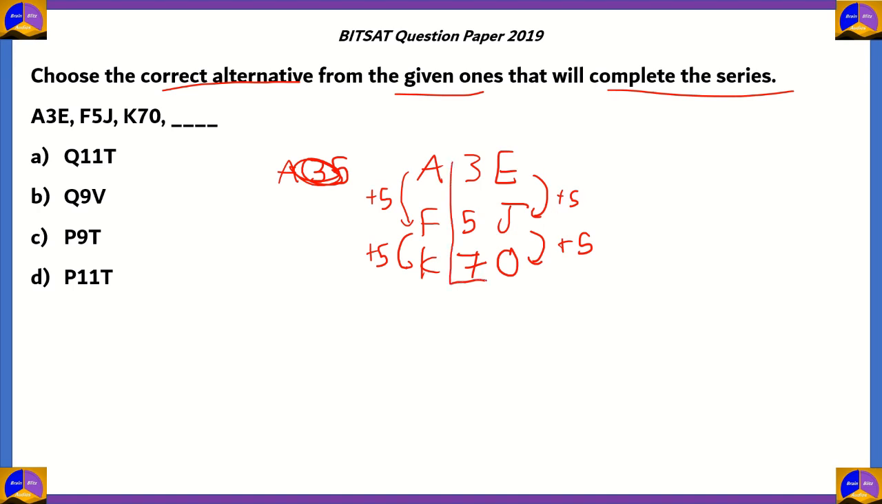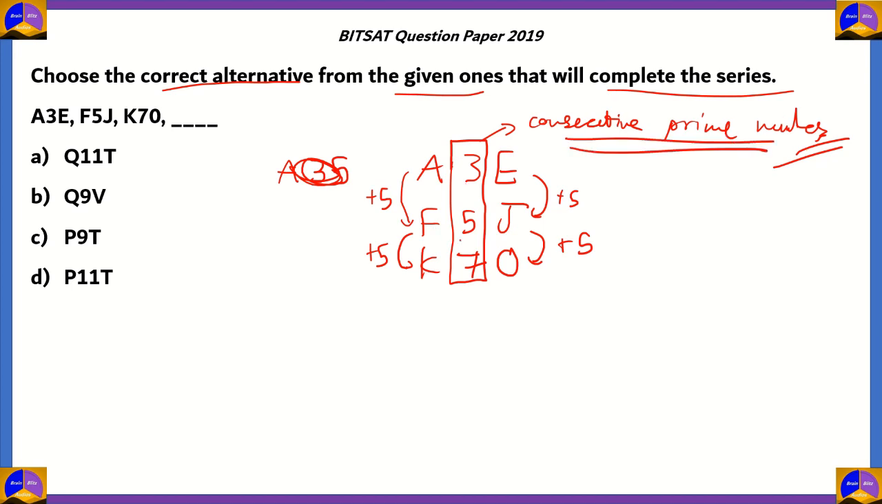Now to the numbers 3, 5, and 7. At first glance, you can see that they are odd numbers. But on second glance, you can see that they are also consecutive prime numbers. So consecutive prime numbers is the correct relation between 3, 5, and 7.